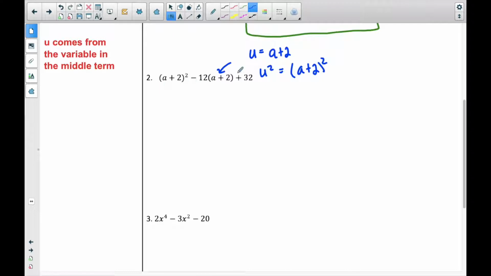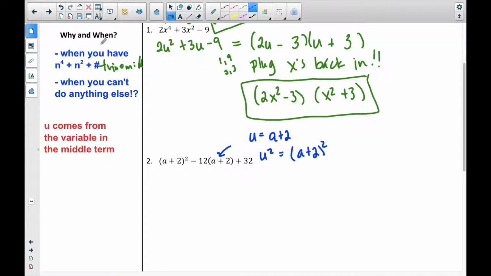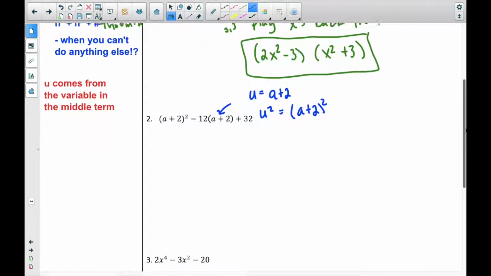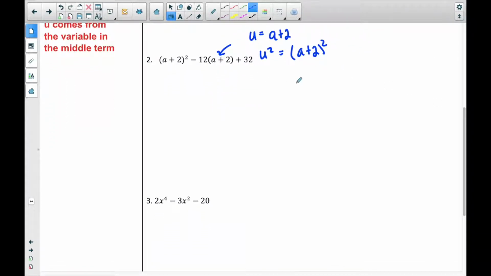Now, how did I know even to use the u? Well, it didn't really fit my first criteria, being an n to the fourth. But when you can't do anything else, it sure fit that. I would not know how to do this otherwise. I'm trying to factor it, remember? So factoring, how am I going to factor that? Let's try u.